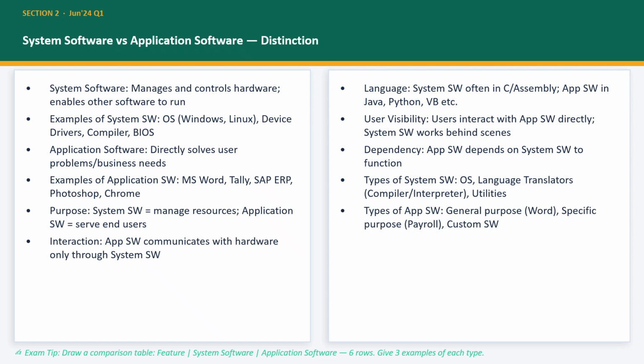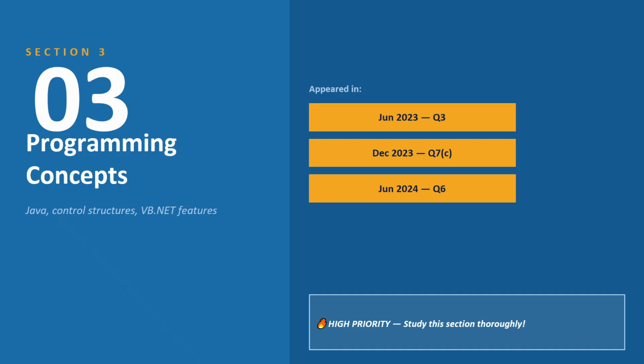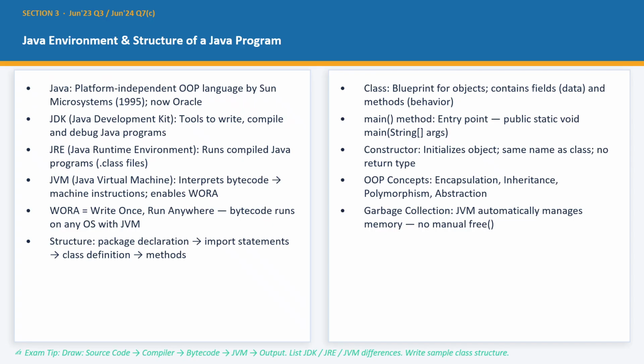Section 3. Programming concepts. When explaining Java environment, follow this compulsory sequence. 1. Definition of Java. 2. Components: JDK, JRE, JVM. 3. Bytecode and WORA. 4. Structure of a Java program. 5. OOP concepts. 6. Garbage collection. Also draw a simple pipeline: source code gives compiler, compiler gives bytecode, bytecode gives JVM, JVM gives output. This shows conceptual clarity.